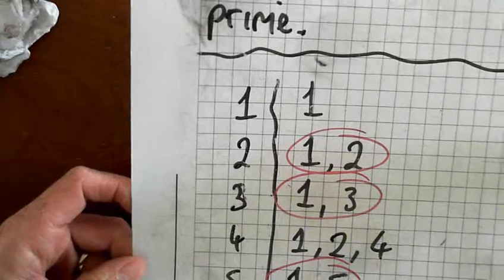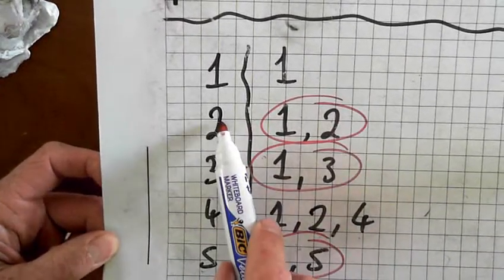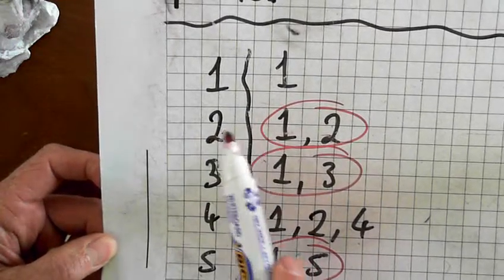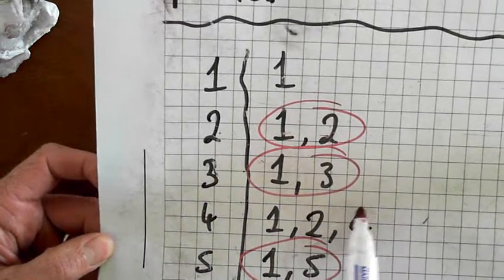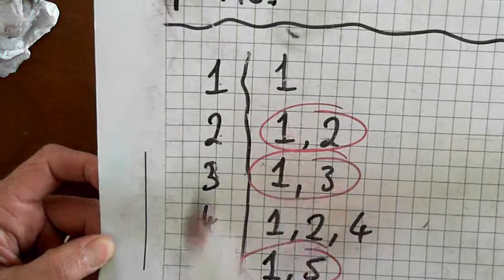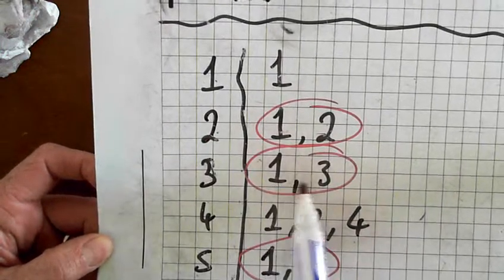When you look up, a lot of you are not even looking at the board. Look up. There are only 2 factors. If there are only 2 factors, that number is prime. 2 is prime. How many factors does 4 have? 3. What about 1? It's only 1. It must have 2 factors to be a prime number.